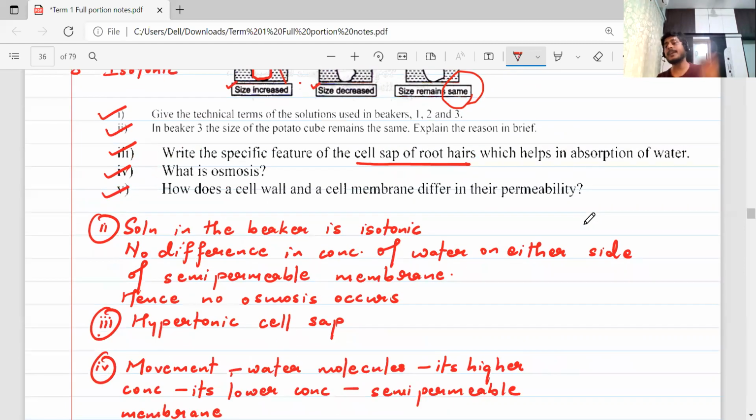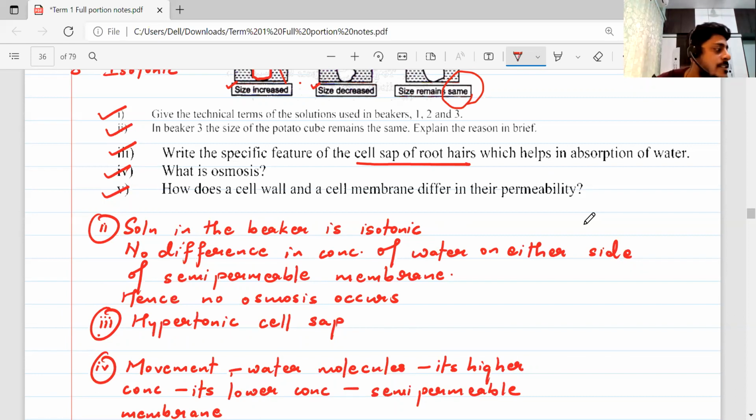Then cell sap of root hair is hypertonic. रूट के अंदर पानी जाता है by osmosis, मिनरल जाता है by active transport. आपके लिए फिलहाल ये कॉन्सेप्ट है. तो अगर रूट के अंदर पानी जा रहा है मतलब रूट के अंदर पानी कम है. और दूसरा वे देखने का क्या है कि रूट के अंदर पानी जा रहा है मतलब एंडोस्मोसिस हो रहा है. तो एंडोस्मोसिस कब होता है? जब बाहर का सोल्यूशन हाइपो होता है. तो अगर बाहर हाइपो है तो अंदर हाइपर है.